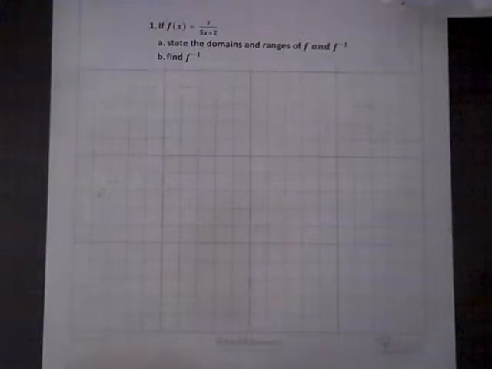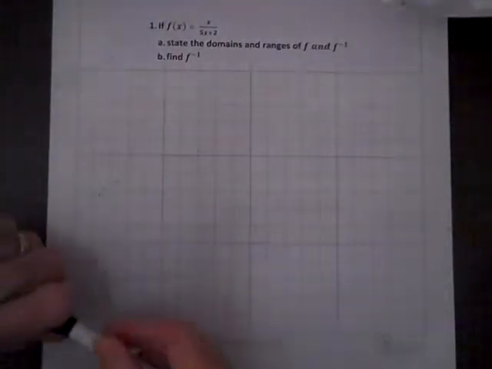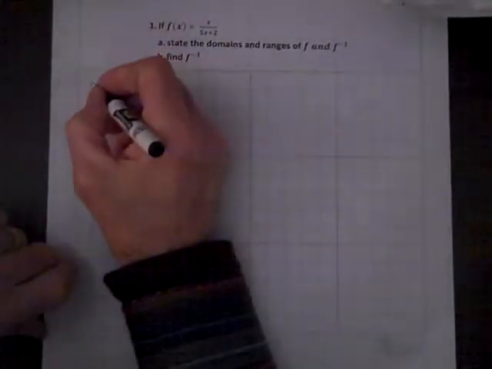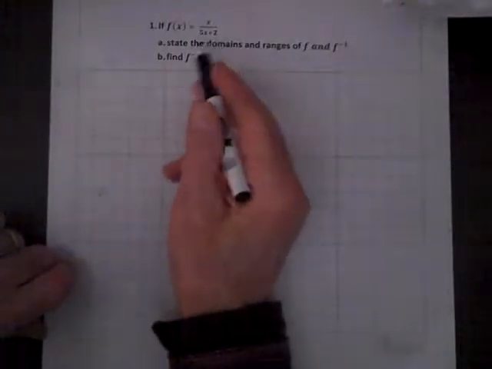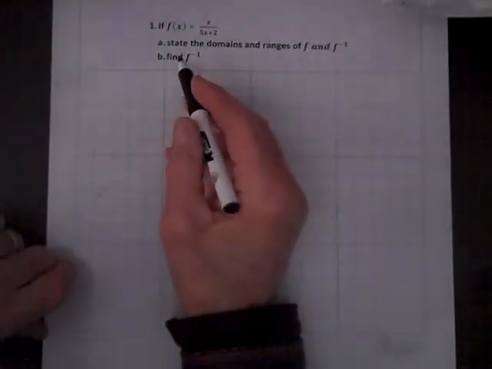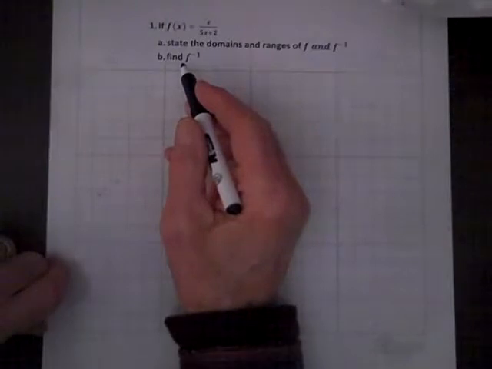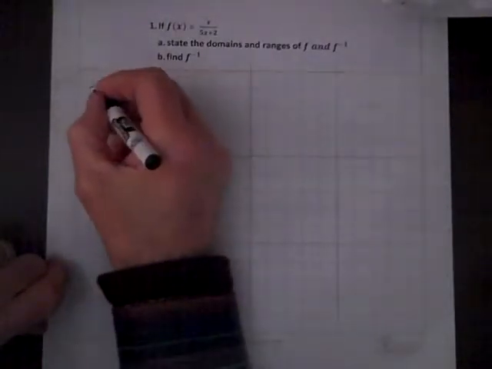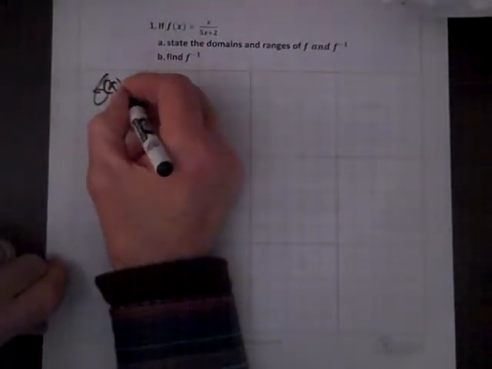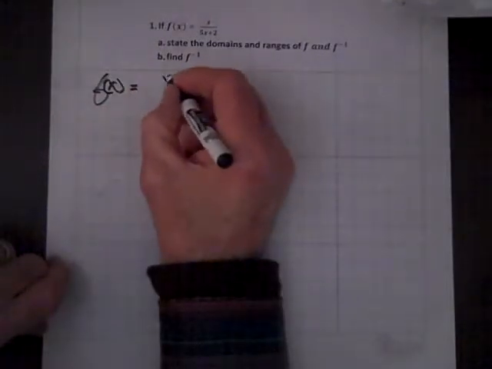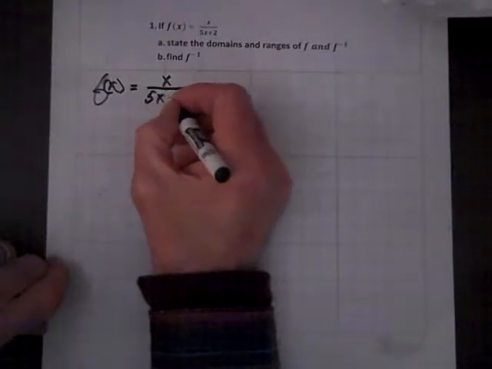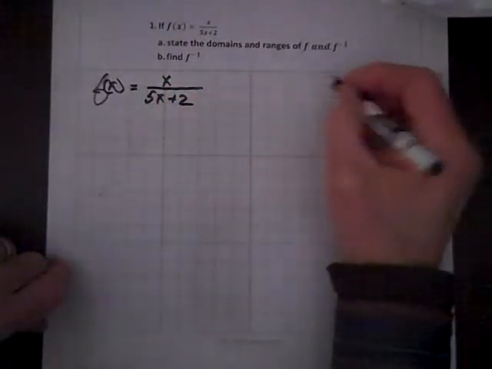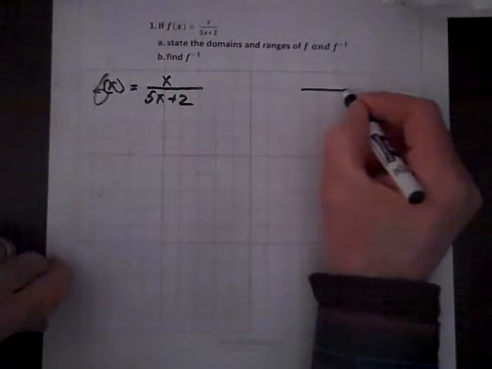Well, here we have the first of 4 challenges, and we've got to find the domain and range of this function and its inverse function, and also we have to find f inverse. So let's start with f of x equals x over 5x plus 2. And now let's see, we'll deal with the domain and range.